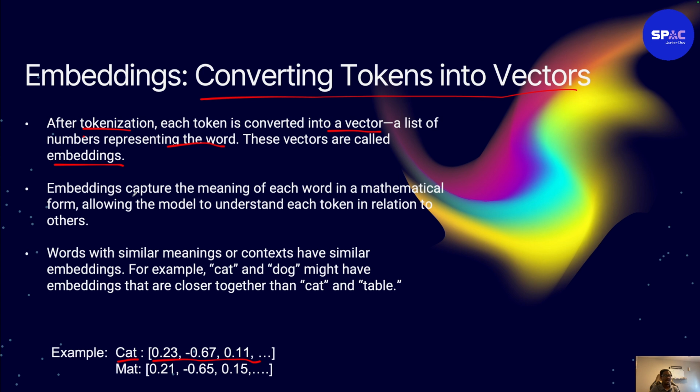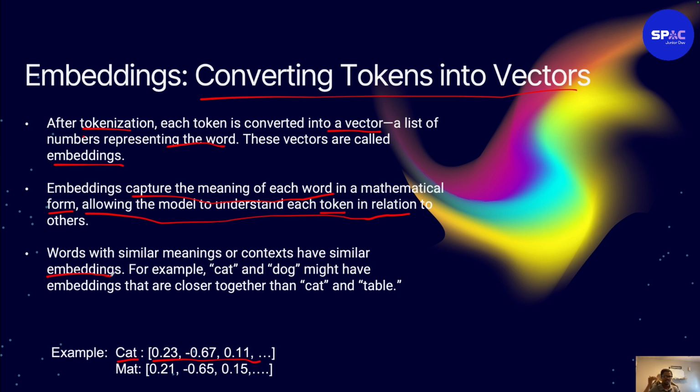So embeddings capture the meaning of each word in a mathematical form, right? Because computers only understand mathematics, so we have to represent it, allowing the model to understand each token. Each token means each word, don't forget, in relation to one another. So when you represent one token with embeddings, then it can find the relationship between each token. So look at this. Words with similar meaning or context have similar embeddings.